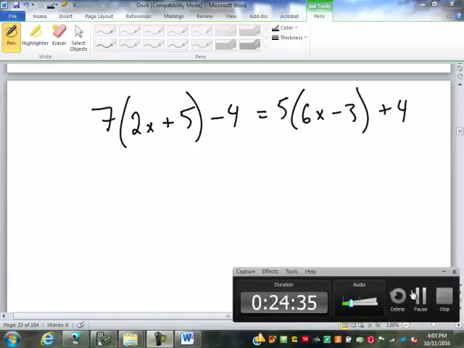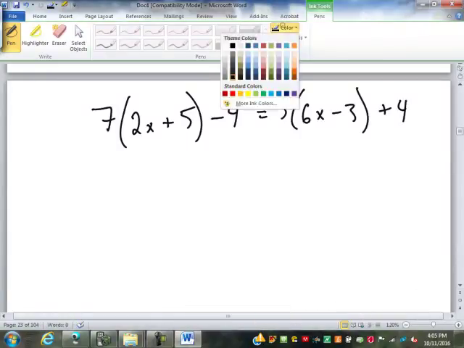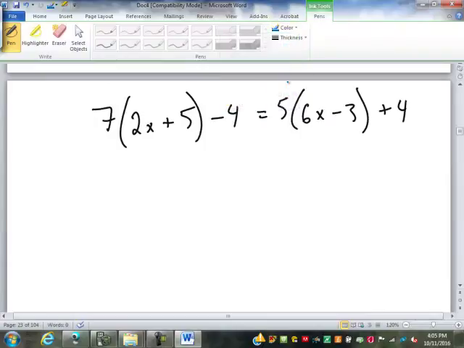In your notes, let's see if you can remember how to do that one. So we have to combine what we can on each side of the equation. On the left side, we're going to look at the parentheses. Can I combine anything inside the parentheses? No. So I'm going to distribute through. 7 times 2x is 14x. 7 times 5, positive 35. You still have the minus 4 there.